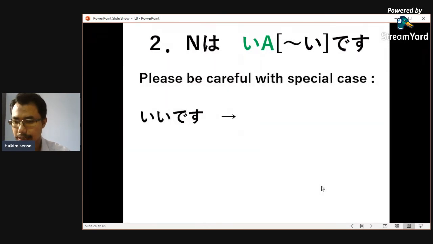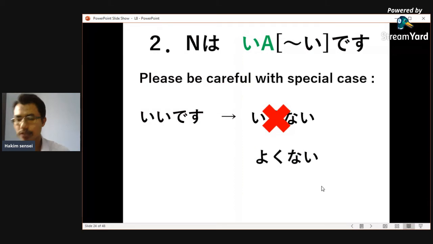Okay. But there is an exception, a special case, like this one, ii desu. Ii desu, if you follow the rules, it should be ikunai, but somehow that is wrong for this one. For ii desu, it becomes yokunai, because for this one you need to use the polite form of ii desu. Ii, meaning good. The polite form is yoi. So from yoi, you delete the e character and put kunai. That's why it becomes yokunai. Okay, clear? Yeah, yokunai. Okay.